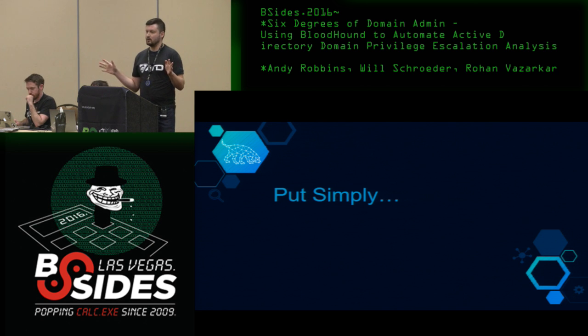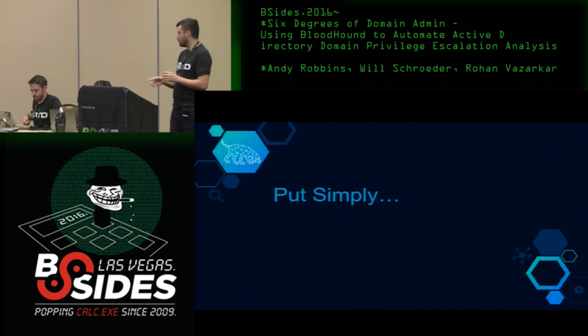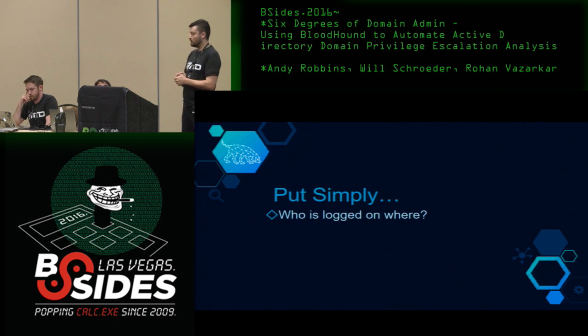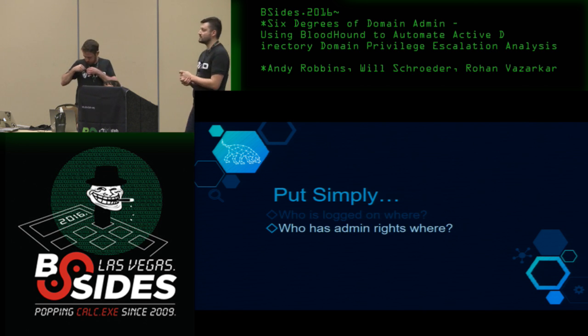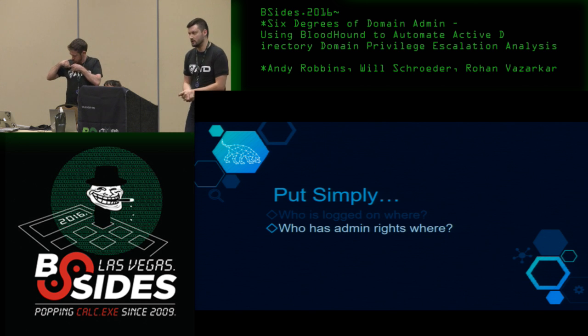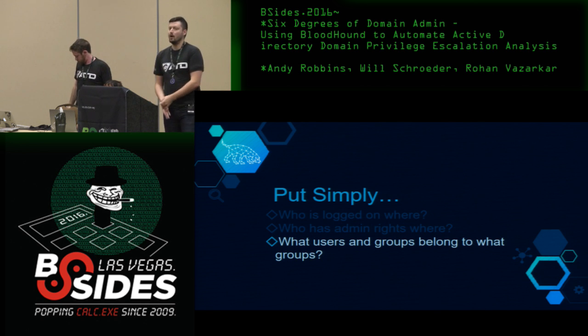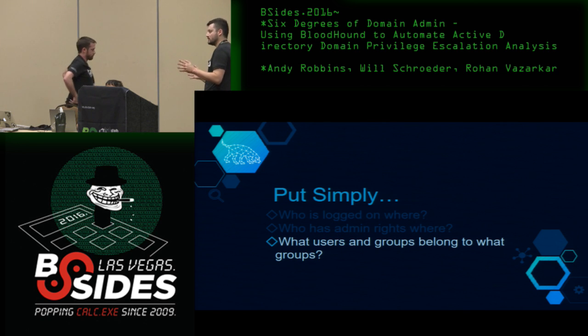So let's put this really simply. First of all, the information that we're talking about here, you do not need privilege to gather in Active Directory. Thanks to WinNT providers, API calls, Will is going to go into a little more depth on that. So we need three pieces of information. We need to know what users are logged onto what machines. Again, you can find that without privilege. Secondly, we need to find out who has admin rights where, which you don't need privilege to do. And finally, we need to find out what users belong to what groups and what groups belong to what groups. This is all we need. This is all the information we need to build our graph.